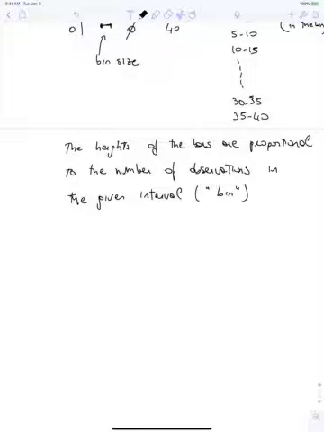One of the challenges sometimes is how to choose the intervals when we build a histogram. A rule of thumb is to take a number of bins that is 1 plus 3.3 times the log 10 of the number of data.